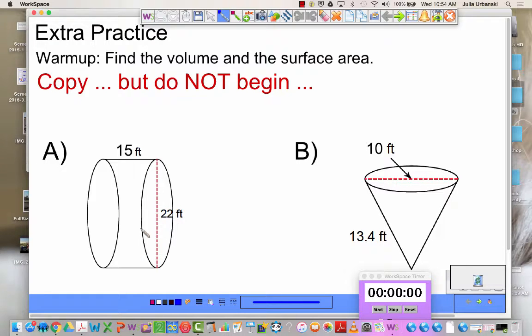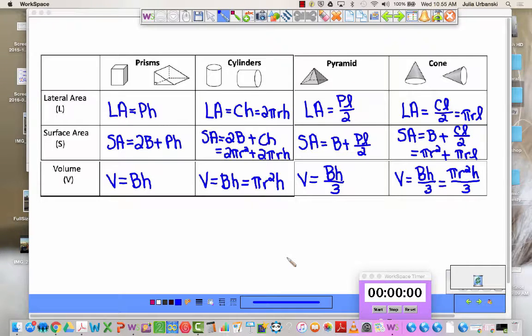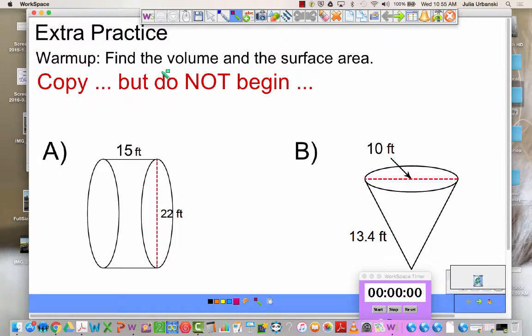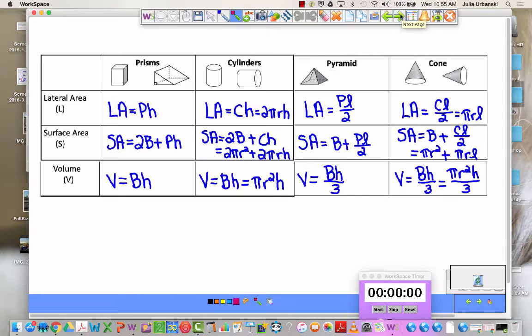And example A. What shape is this for example A? It's a cylinder. Good. So, on last week's quiz, a lot of people got confused by the formulas here. But we're going to look at the cylinder column here, and in this case, it's asking us for volume and surface area, so we'll have to pick both.